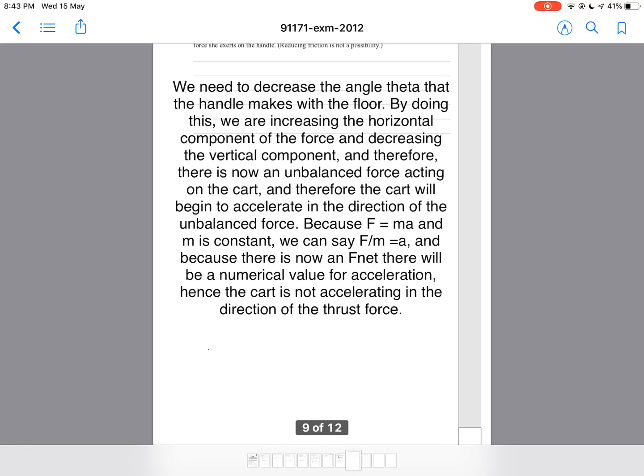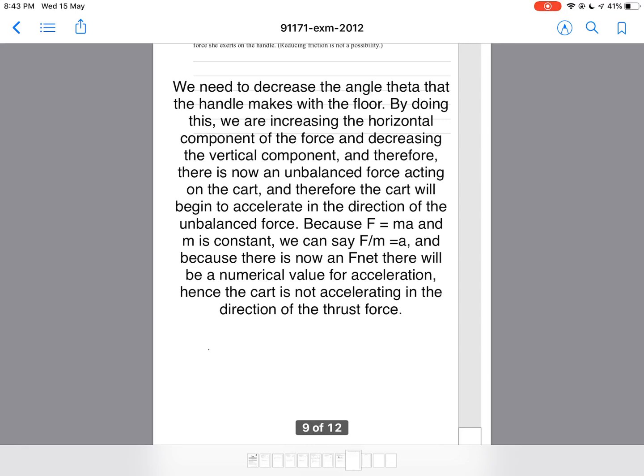For merit, we only state that we decrease the angle theta between the handle and the floor, and we state that it increases the horizontal force. We don't make any link to F equals ma, and we don't make any link to unbalanced forces. So that's merit. For an achieved, you only state by decreasing the angle between the handle and the floor. That's only basic judgment here. So you're probably aiming for excellence.